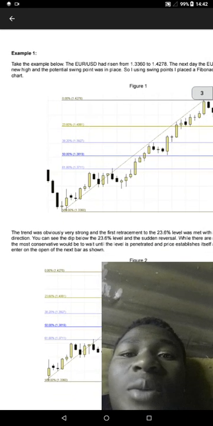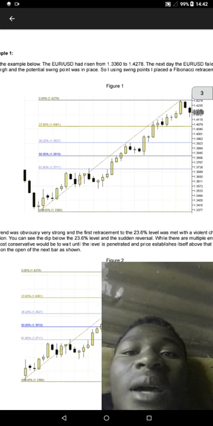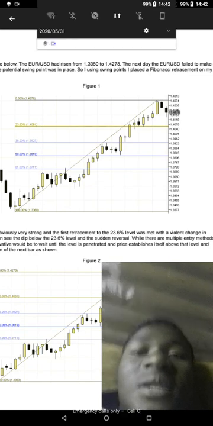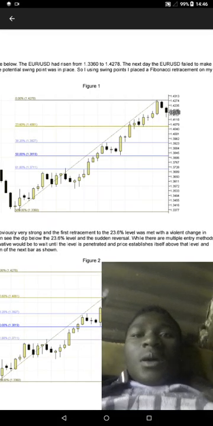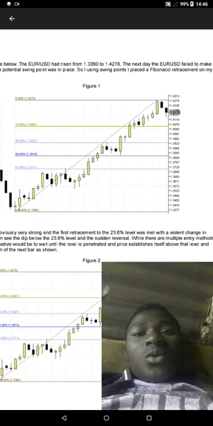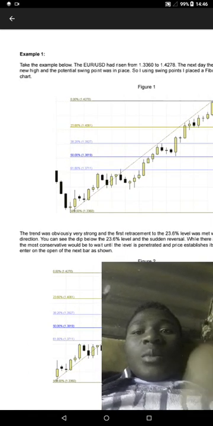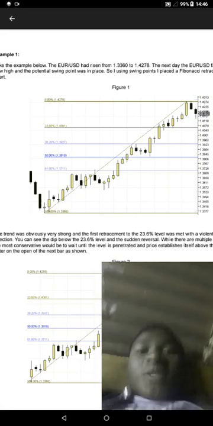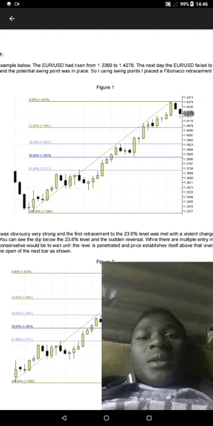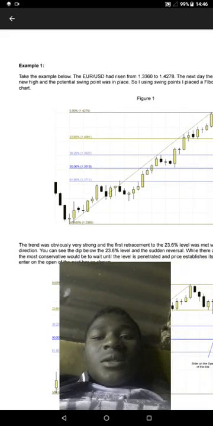Example 1. Take the example below. The Euro USD had risen from 1.3360 to 1.427. The next day, the Euro USD failed to make a new high, and the potential swing point was in place. So I used the swing point and placed a Fibonacci retracement on the chart.